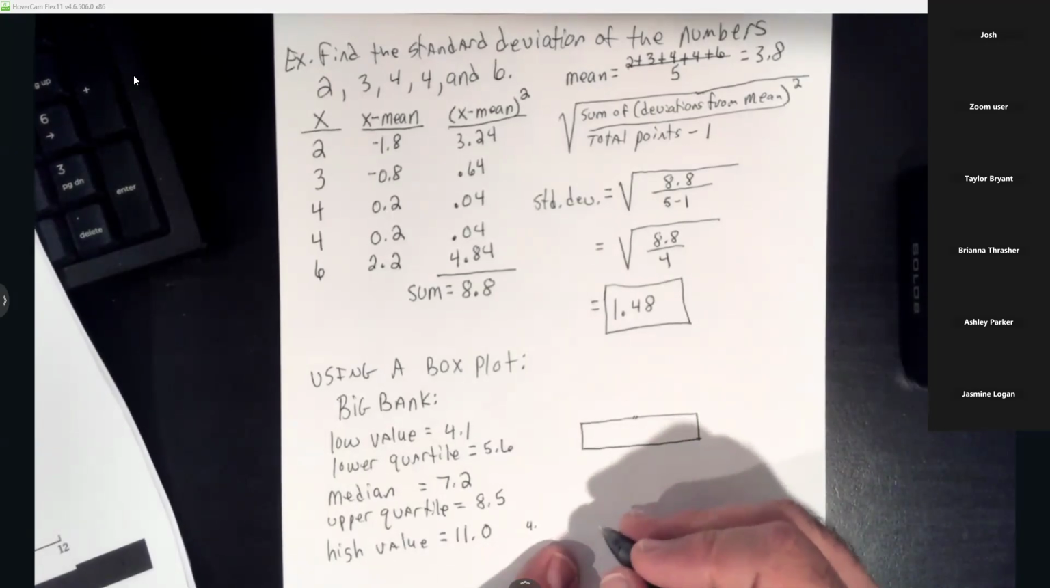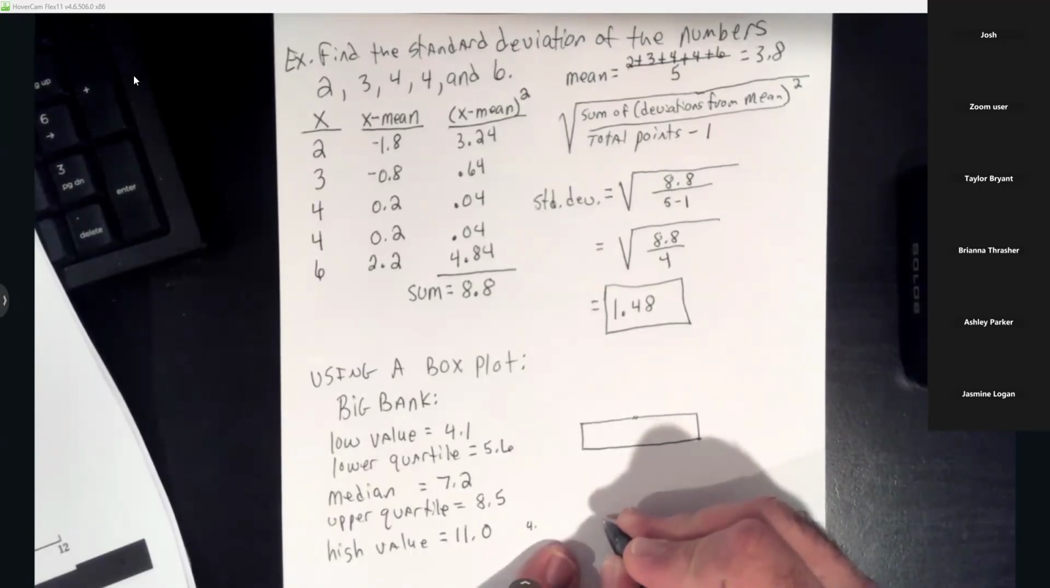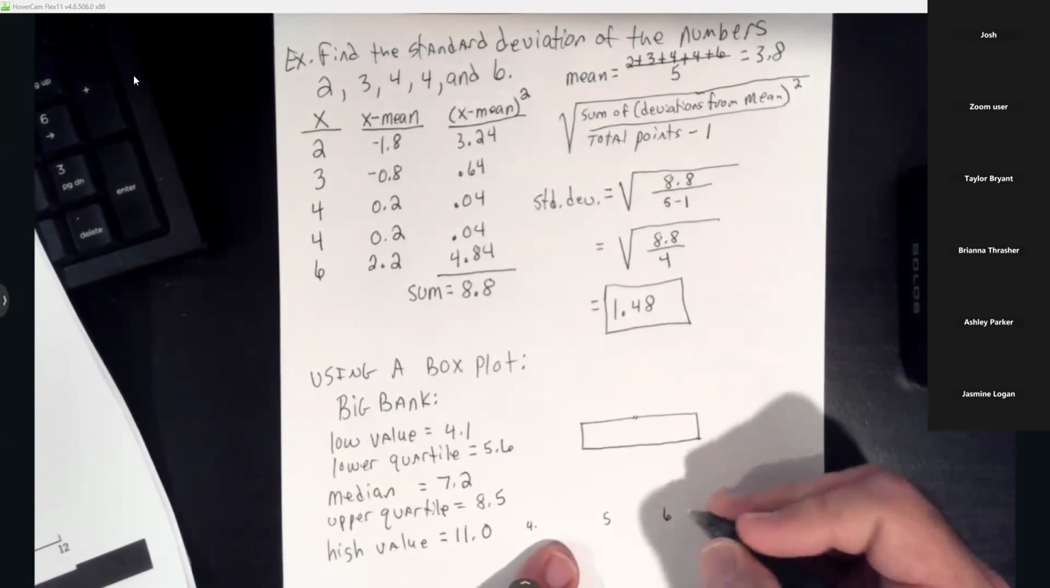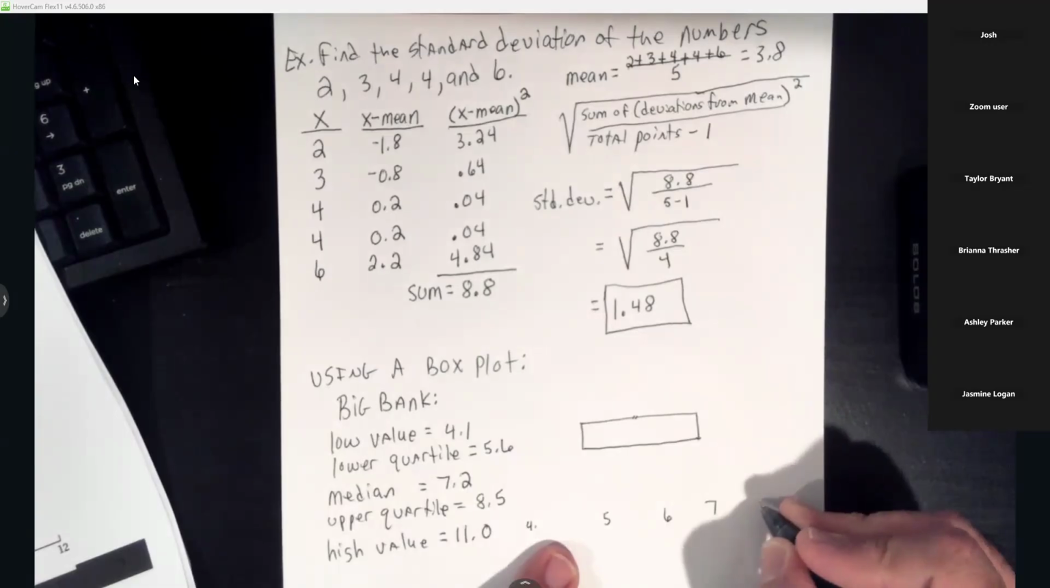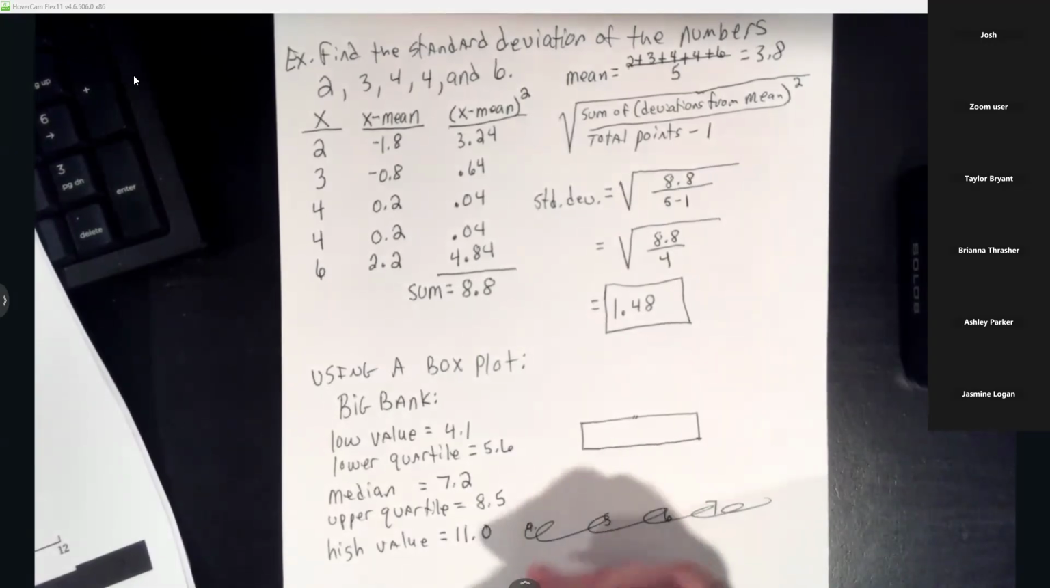And let's see, we'll make 5, 6, 7. Oh, y'all, let me start over. I got to go all the way to 11 on this, right? All right, so here we go.